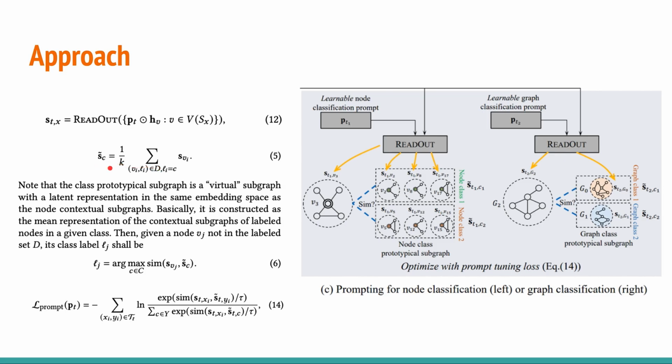Then we input an unlabeled sample to calculate its similarity with each category based on the output. We assign the label of the most similar category to the unlabeled sample. Next, we feed in the graph neural network encoder parameters and calculate the similarity for this data to train our prompt parameter.